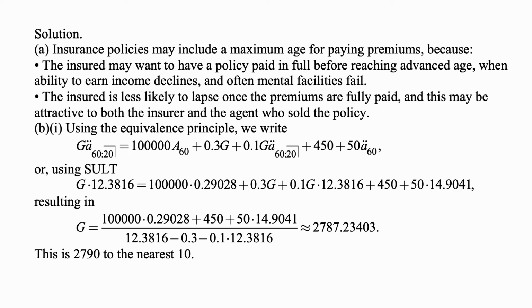So we plug in all those values, and now we can calculate G, solving this equation for G, and G turns out to be approximately 2,787.23403, and this is 2,790 to the nearest 10.